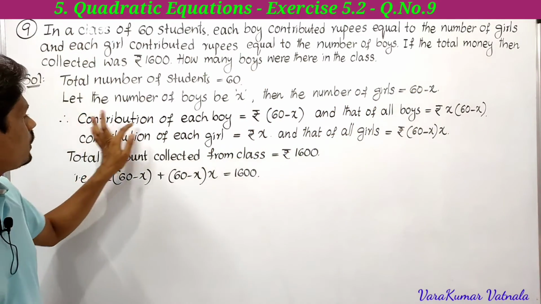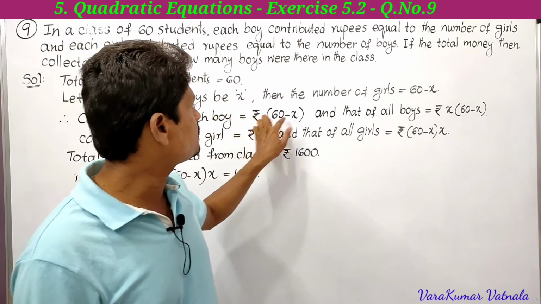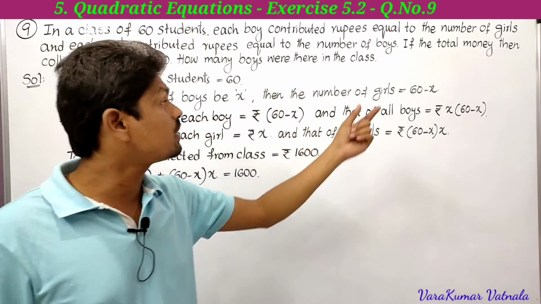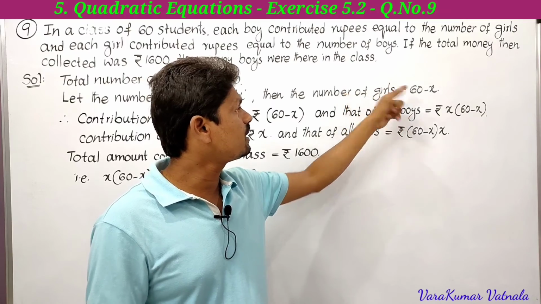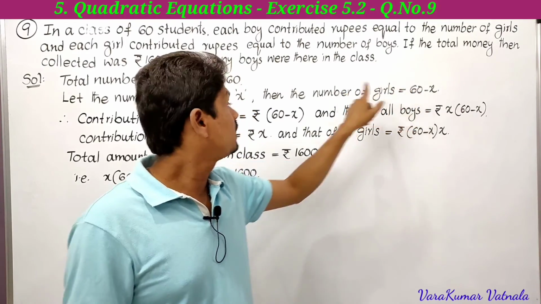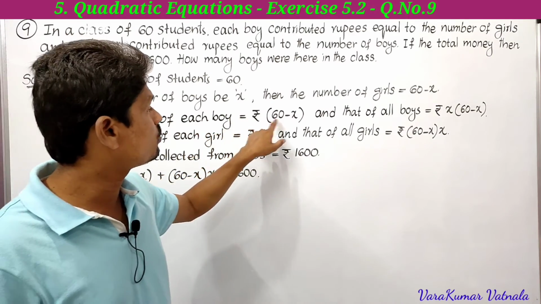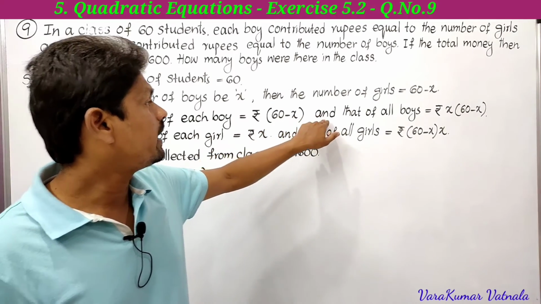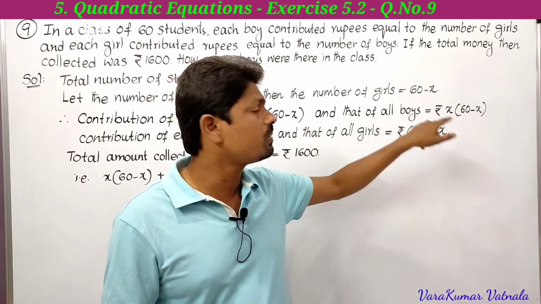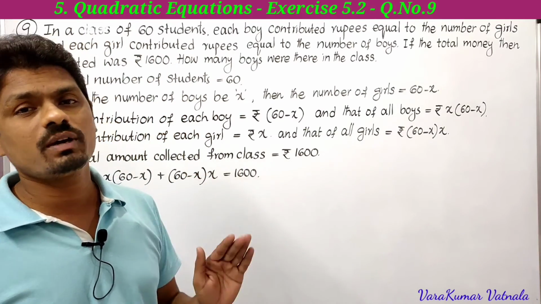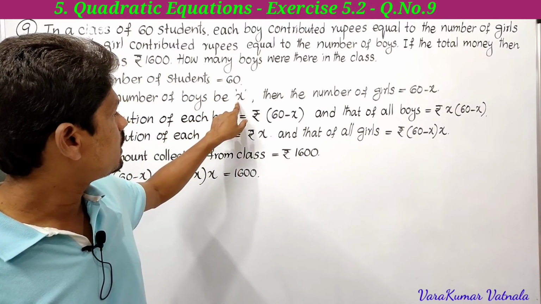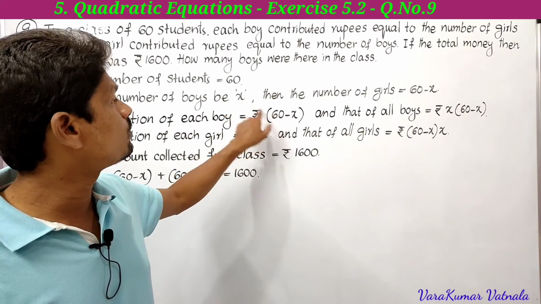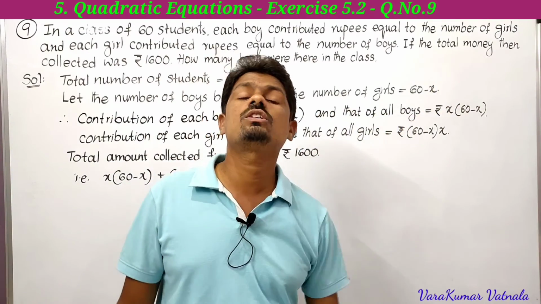So therefore the contribution of each boy is rupees 60 minus x. Why? He is saying that each boy contributed rupees equal to the number of girls. So here the number of girls equals 60 minus x, therefore the contribution of each boy becomes rupees 60 minus x. The contribution of all boys equals x into 60 minus x. So total boys are x, the contribution of each boy is 60 minus x. To get the total contribution of boys, we have to multiply these two: rupees x into 60 minus x.